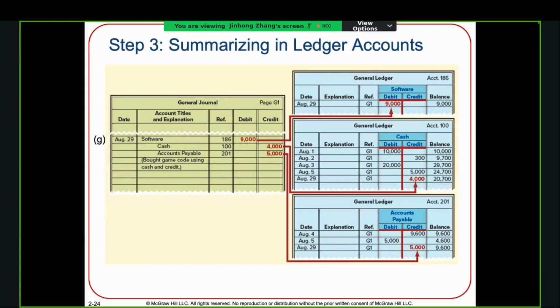So the way you summarize, the so-called T account, is this, right? Software, the software section, and that's the debit. And then on the balance sheet, software is $9,000, right? And then the same for cash and accounts payable. These are adding up the balance. So like this, okay, $4,000, that's a balance. And then there's a balance. So at the end of the month, this balance goes to the balance sheet.